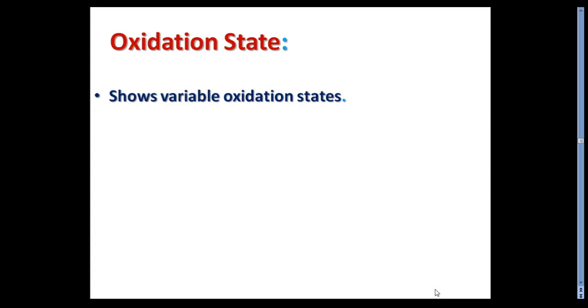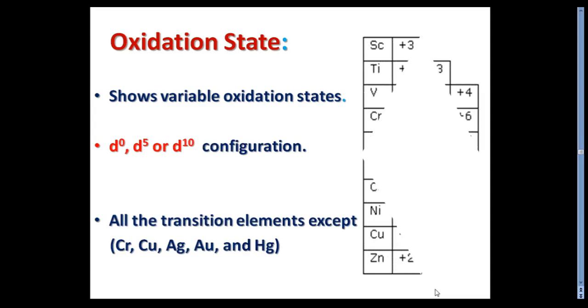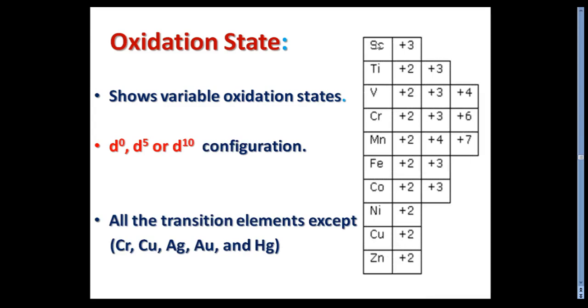But the transition element is different from the S-block element in this respect, and we have found that there are multiple oxidation states we can see in the transition elements, and that is the reason they show variable oxidation states. In that variable oxidation state we can see here this table, which belongs to the first transition series, starting from scandium to zinc, and we can see that each and every element is showing a number of oxidation states.